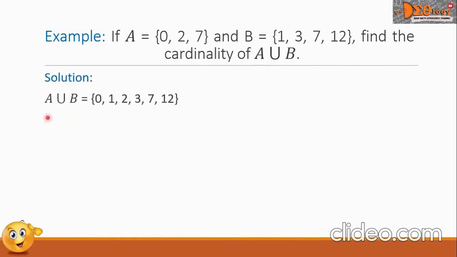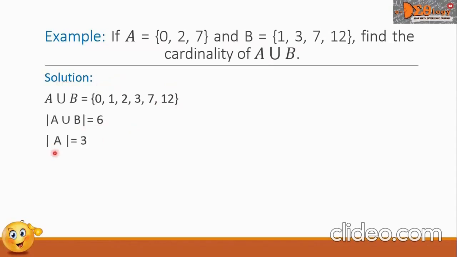First, let us write A union B. Let us write all the elements of sets A and B together. If there is repetition of elements, we will just write it only once. So the elements are 0, 1, 2, 3, 7, and 12. We say that the cardinality of A union B equals 6 because there are 6 elements in the set A union B.